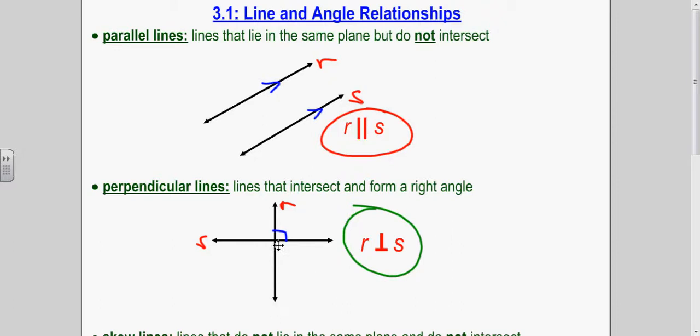Also, we have perpendicular lines, and notice that we have a box here showing they're perpendicular, and we use the upside down T to say R is perpendicular to S.